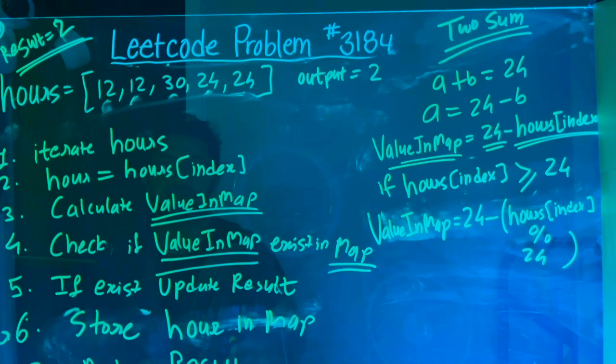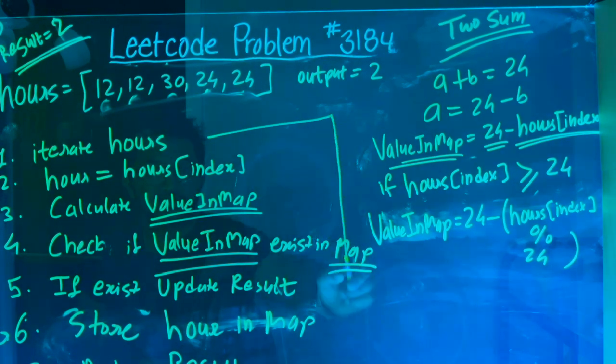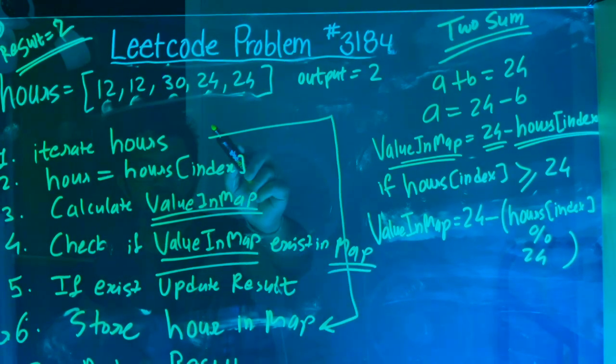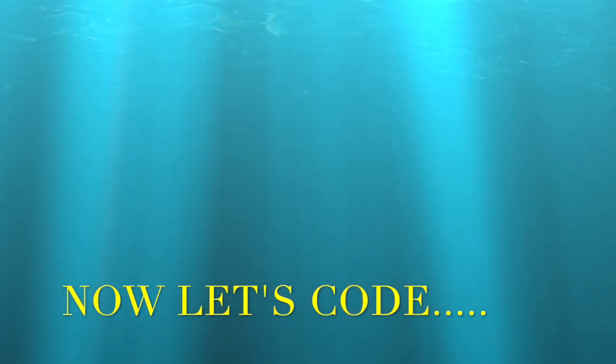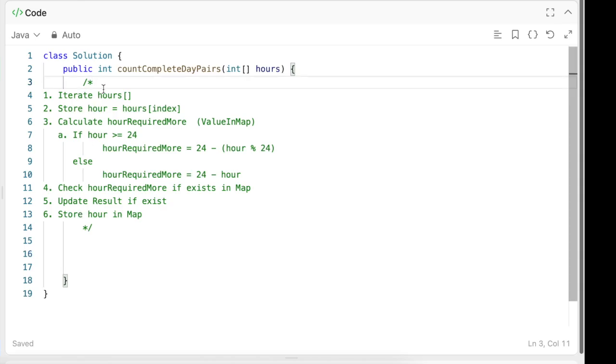To solve this problem, these steps are going in a loop, and once all these things are done, you're going to return the result. As discussed, we are going to follow these 6 steps to get our result. In the first step, we are going to iterate through the hours one by one. Then we are going to store that in our variable.